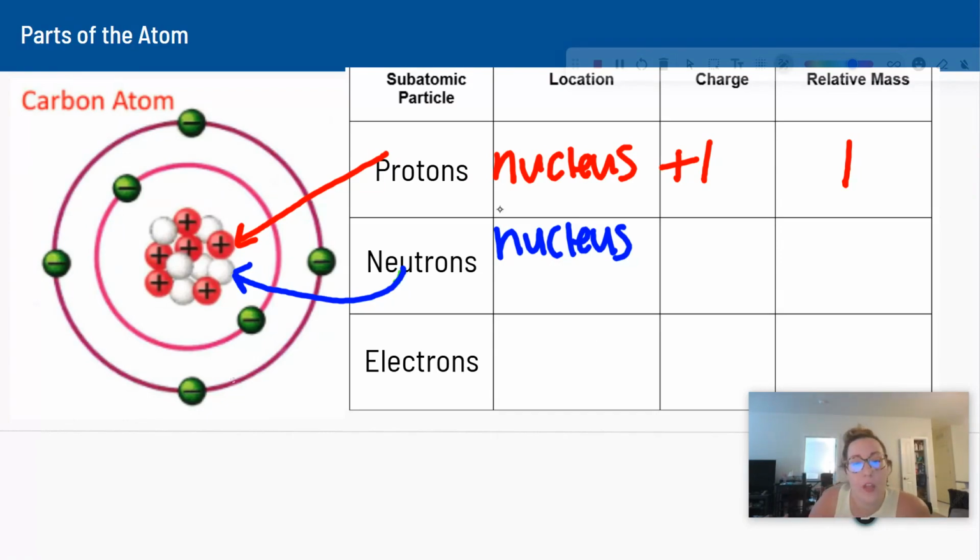That's Lucille. The neutrons are also in the nucleus, and as you can see, they don't have anything written on them, which means they don't have a positive or negative charge. They actually have a neutral charge, which, what the heck?